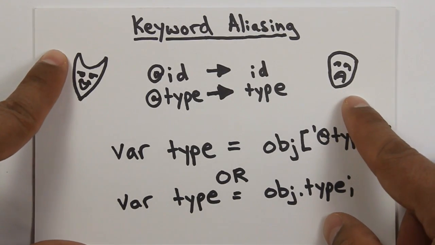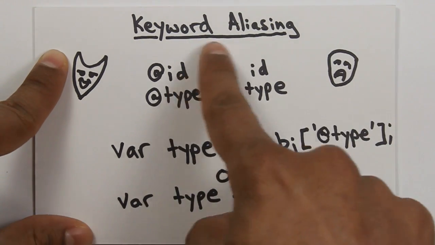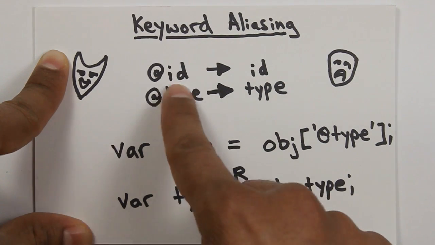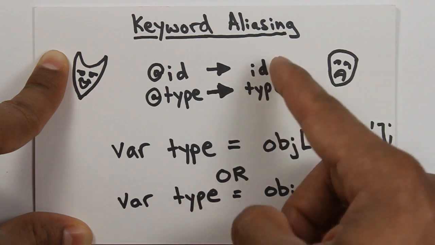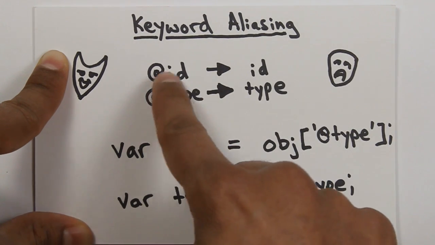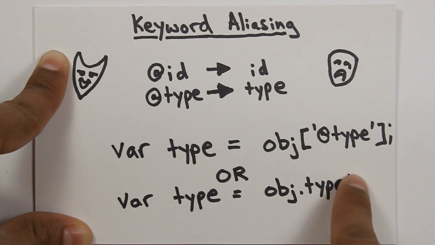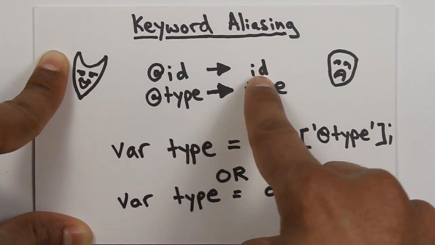One of the other features that you'll find yourself using fairly often in JSON-LD is the keyword aliasing feature. This allows you to basically take the JSON-LD keywords and alias them to something that you like to use a bit better. So for example, in JSON-LD we have these @id and @type keywords, but let's say that you actually want to access these values using standard JavaScript dot notation. Well, in JSON-LD you can alias these values to these values.